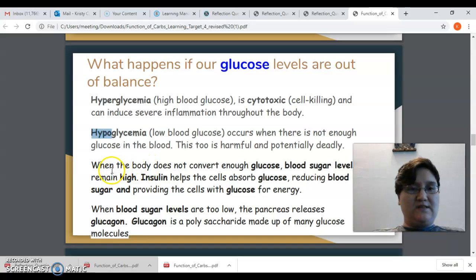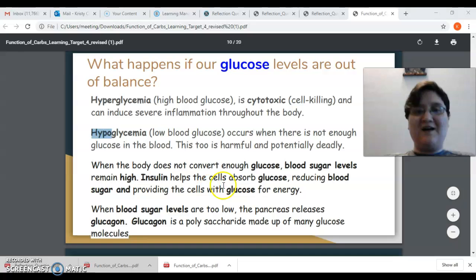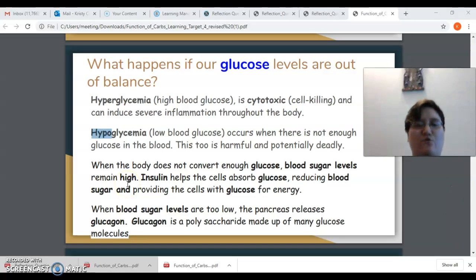So let's see here. It gets a little complicated. It's not too complicated. We'll go through this together. Hold on. All right. When the body does not convert enough glucose, blood sugar levels remain high. Okay, so what does that mean? It means that in this particular situation, the person has too much glucose in their blood.